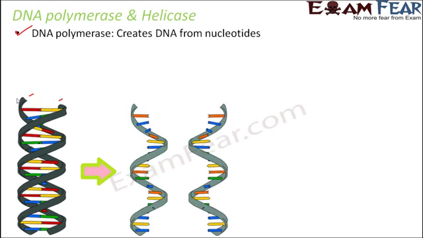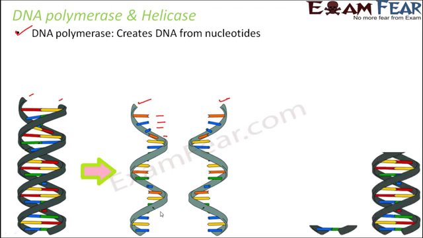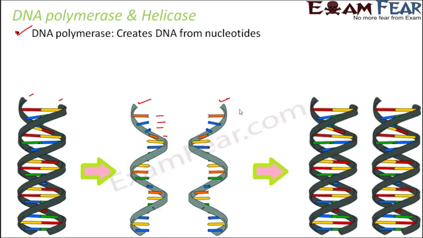So the strands will separate. Here you can see these two strands are the template strands. This enzyme will read the sequence on the existing strands, and based on that it will create the new strands with the complementary sequences. So basically this is the enzyme which will actually create the DNA copy, and finally it will give rise to a copy of DNA.